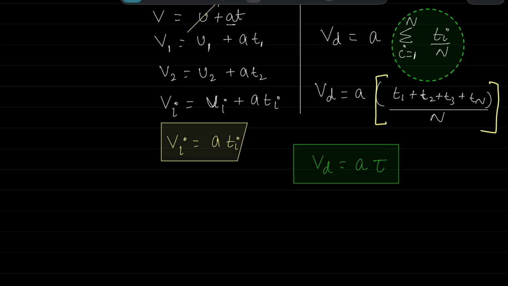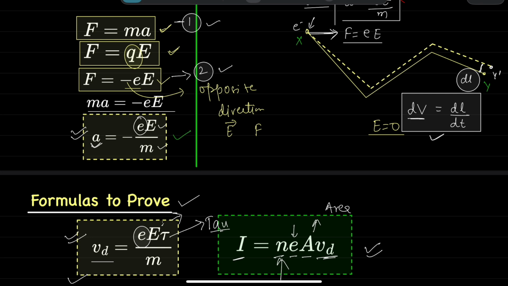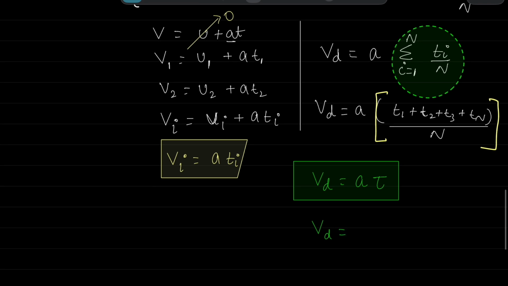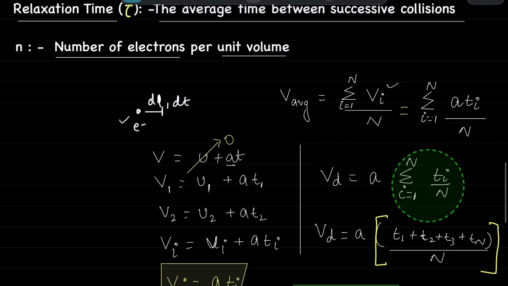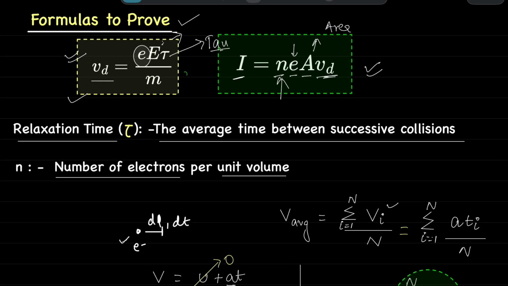Now what is the value of A? We found the value of A here in the beginning. A is equal to how much? Minus capital E by m. Minus we can ignore because the direction is opposite to the direction of the electron. So here we can write small e, capital E by m into tau. So this is our formula for the drift velocity. This formula we had to prove, and this is our first formula that we proved.